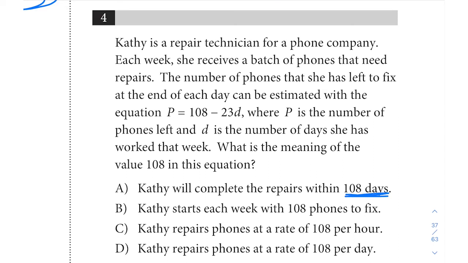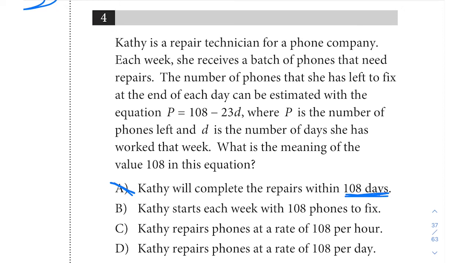If you brought your phone in to a phone company and said, hey, I cracked my screen, I'd like this fixed, how long will it take? If they told you 108 days, that's a pretty long time. 108 days is not quite 4 months, but close to it. That would be like 3.5, 4 months. And that wouldn't make sense, right? You would say, absolutely not. I'm not giving you my phone for 4 months for you to fix this cracked screen. So that's maybe not that realistic.